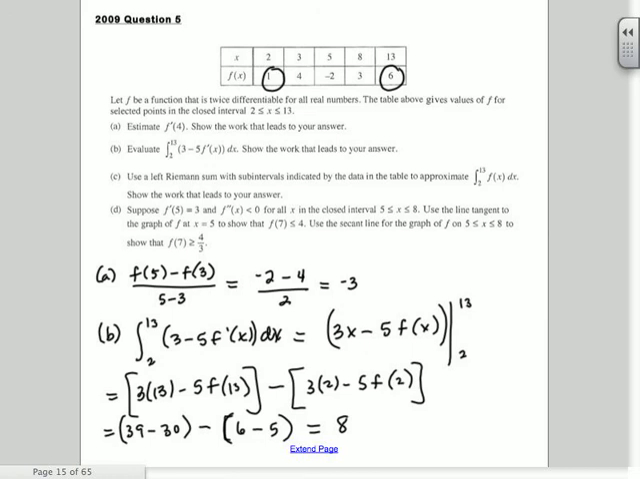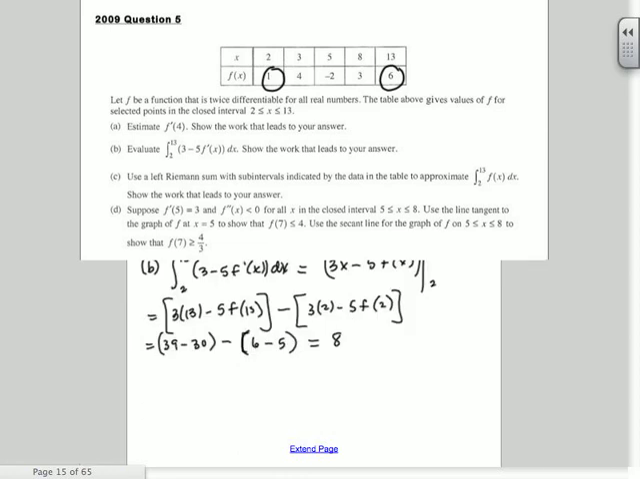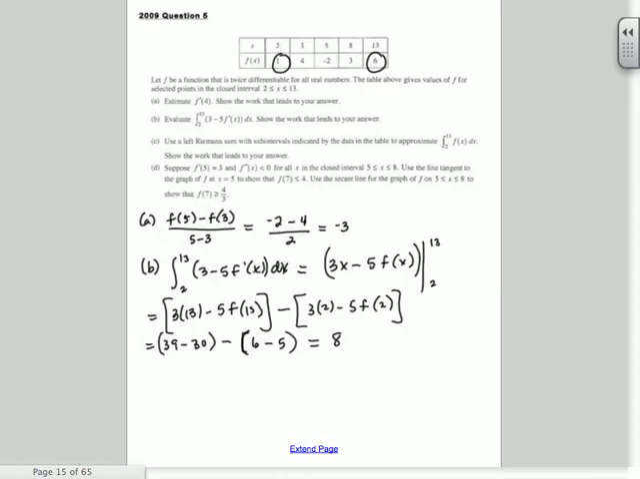I don't think it's too bad. C. It says use a left Riemann sum with subintervals indicated by the data in the table to approximate the integral from 2 to 13 of f of x dx. Show the work that leads to your answer. So you could sketch it if you need to. Are you guys getting to the point where you can actually do this without the sketch? No? So let's write the widths of the rectangles on the top.